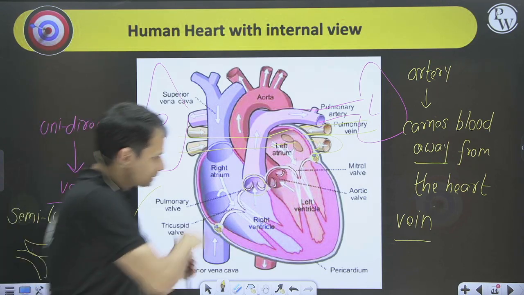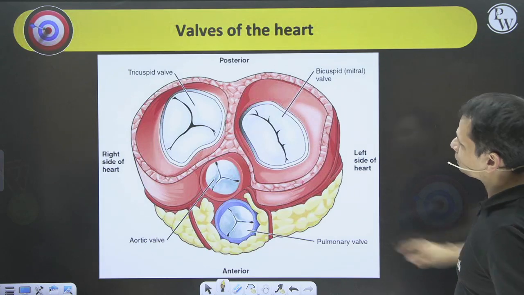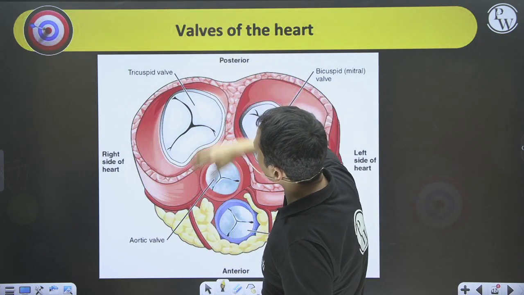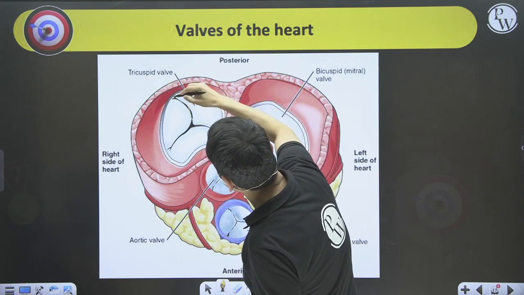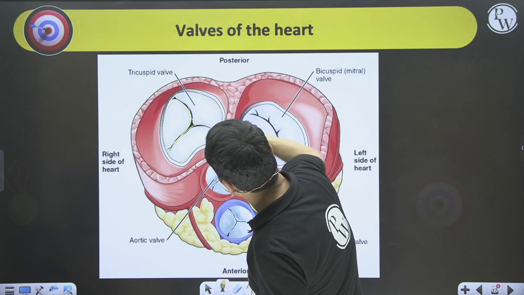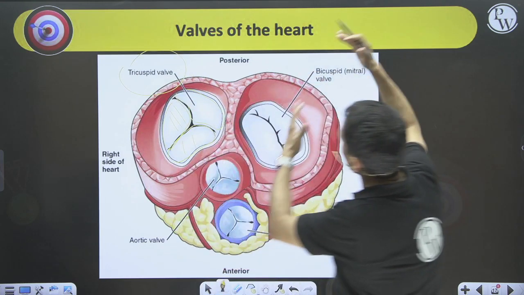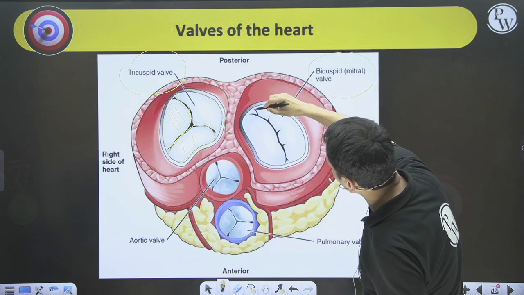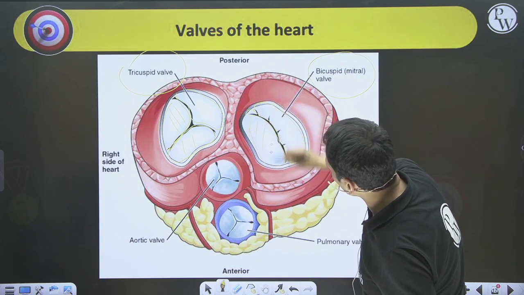Okay, so now let's look at the cross section of the heart. If you look at the heart cross section, between the right atria and the right ventricle, we have the tricuspid valve. This is one cusp, this is the second cusp, this is the third cusp, right? So we call it tricuspid. Again, between the left atria and the left ventricle, we have the bicuspid or the mitral valve. Here you can see this is one cusp, this is another cusp, right?